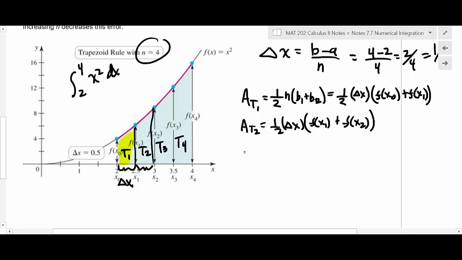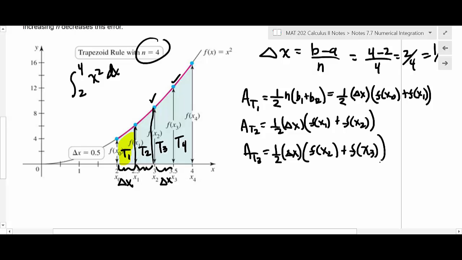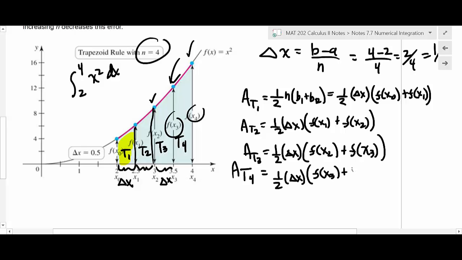Let's keep going. The third trapezoid is going to go like this. We're going to have half, again, delta x is that height. Now what functions are you going to have? You're starting to see a pattern. The second function value plus the third function value. Then finally you get to this fourth trapezoid, and the area of the fourth trapezoid is the same idea. It's 1/2 delta x. Now what are the bases? The bases are these two, so you would have f of x3 plus f of x4. So that's what happens.